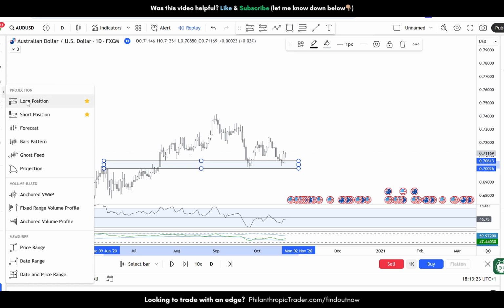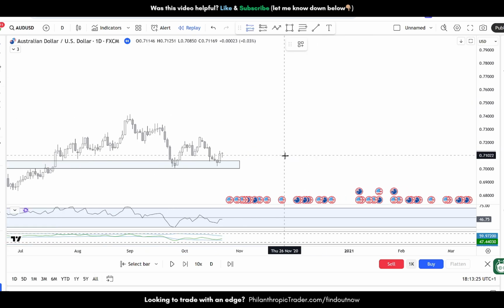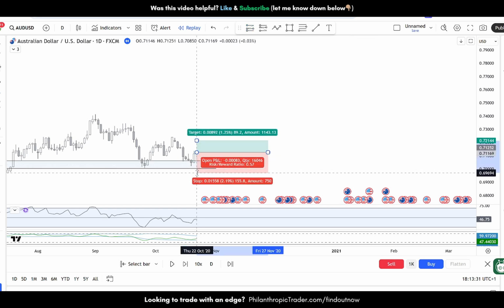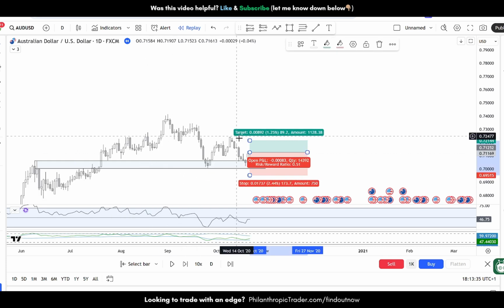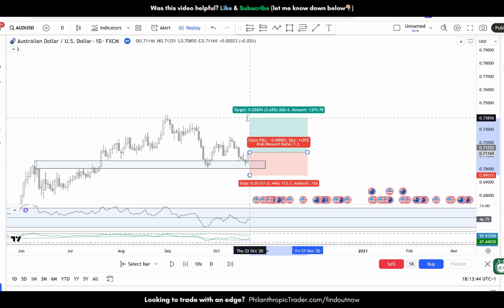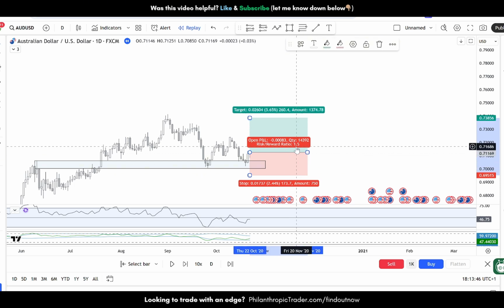Then I click on long position. I see an engulfing candle over here, and let's say I want to take a buy position, right? I put our stop loss, let's say a few pips below the zone. And over here, let's say it's a 1 to 1.5 risk reward ratio trade, right? Over here we see 1.5. So that means I risk 1%, let's say 1%, and I gain 1.5%.